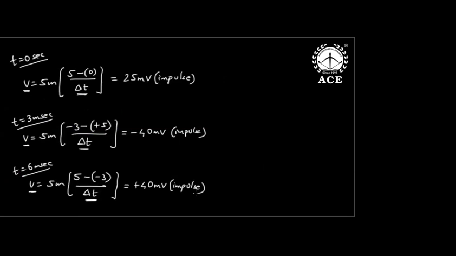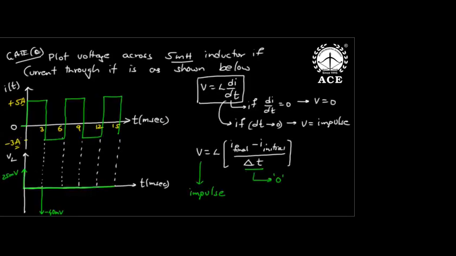Thereafter it continues. This is coming again plus 40, plus 40 millivolt impulse. Sorry, I should write here now. At 60 milli, I should write plus 40 millivolt impulse.